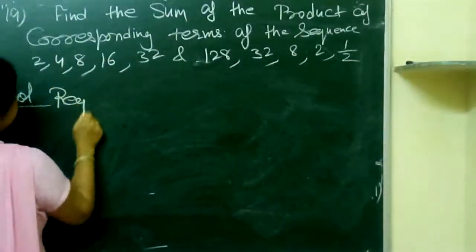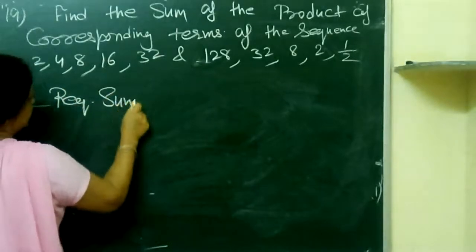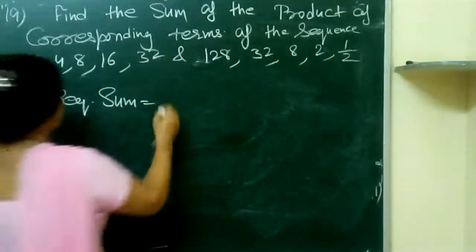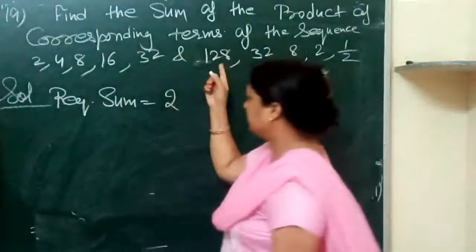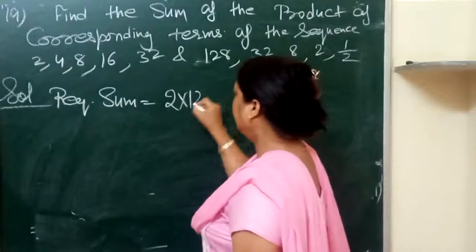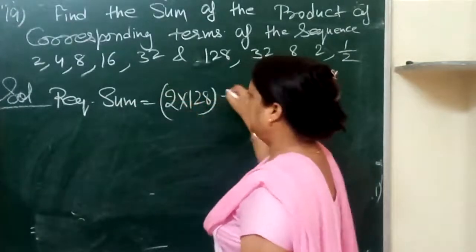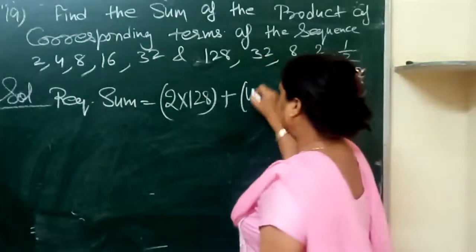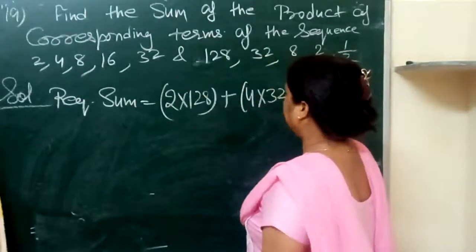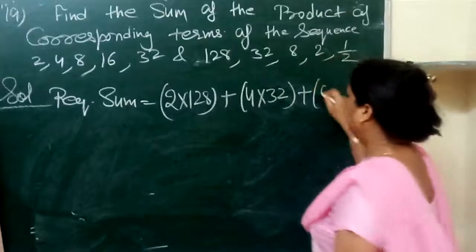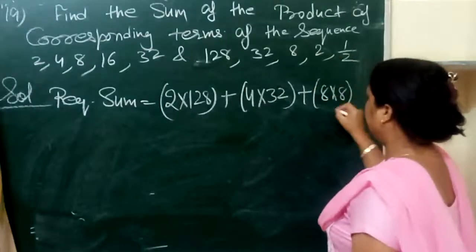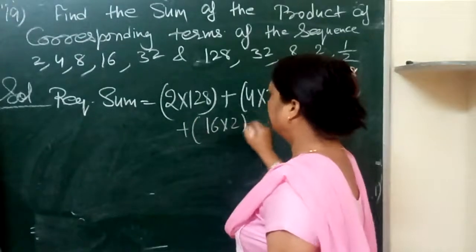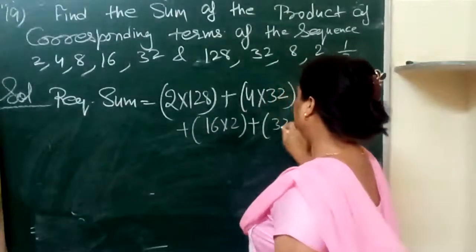Required sum is equal to the product of the corresponding terms. The first term is 2 and here the first term is 128. So 2 into 128 plus 4 multiplied by 32, second term multiplied with the corresponding second term, plus 8 into 8, plus 16 into 2, plus 32 into 1 by 2.